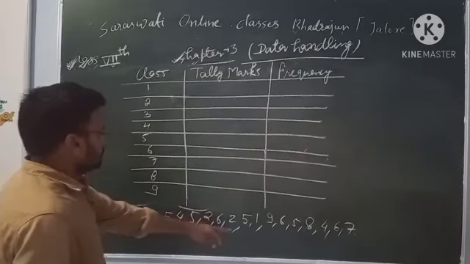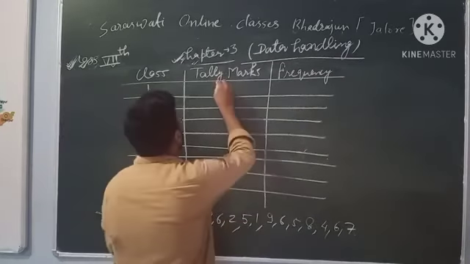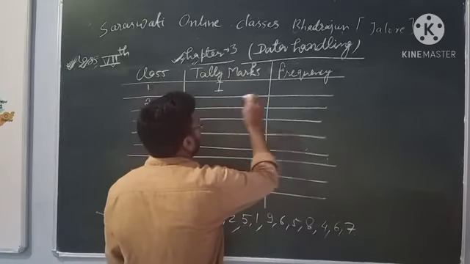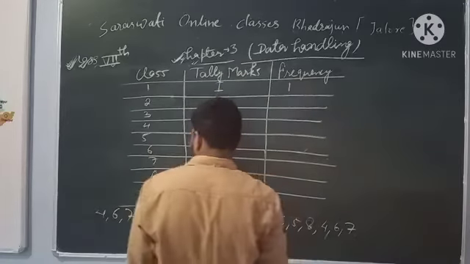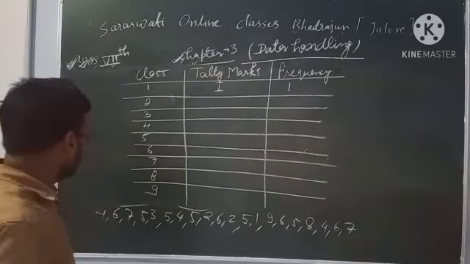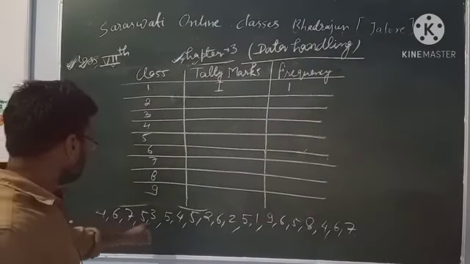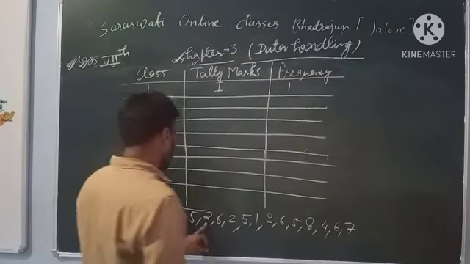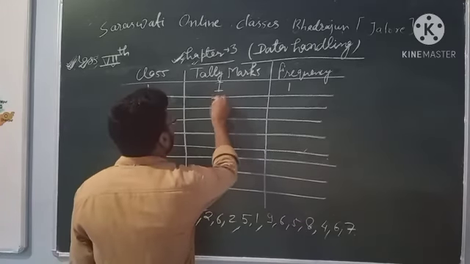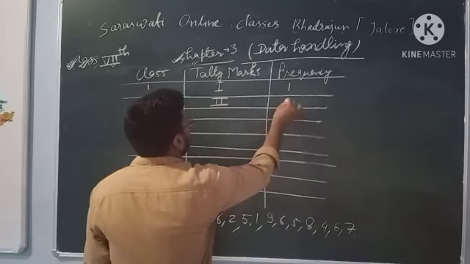Okay. Tally marks, first tally mark is 1, and frequency is also 1. Good, because 1 is coming only one time. How many times is 2 coming? 2 is coming 2 times. So the tally mark should be this one and frequency is 2.